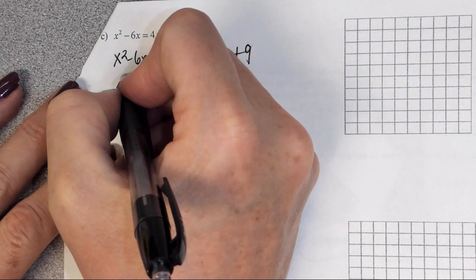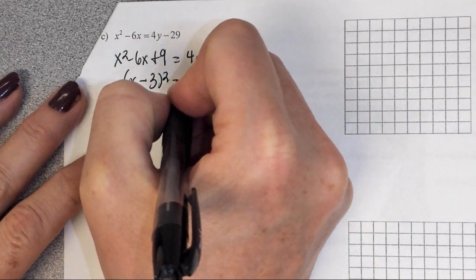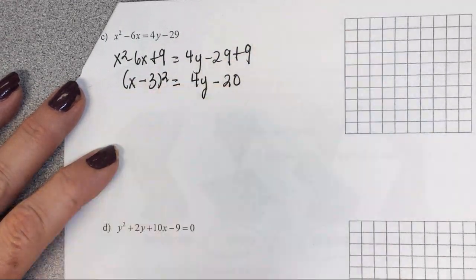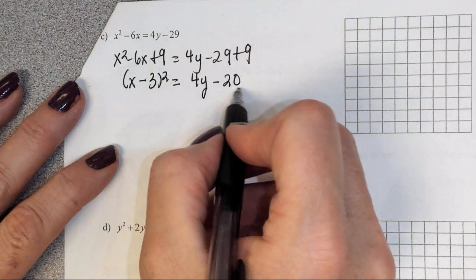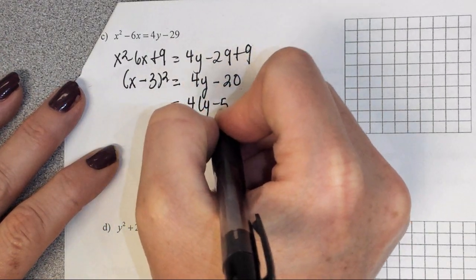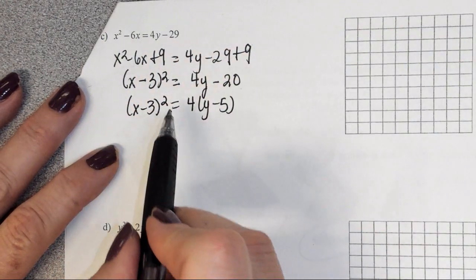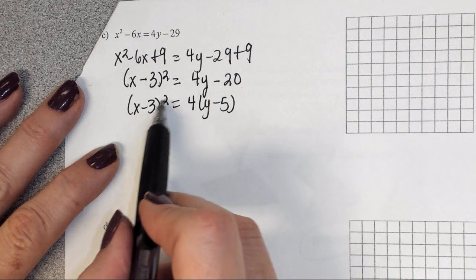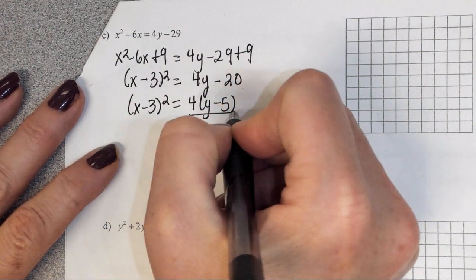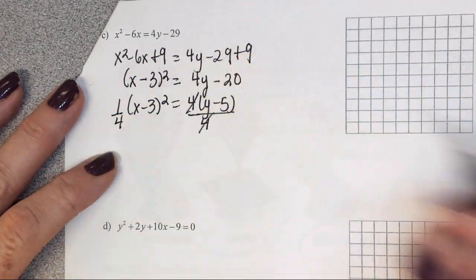Another name for this would be x minus 3 squared. And this is going to be 4y minus 20. Out of these two, I have to factor out a 4. Well, in that basic form, that graphing form, we have to have the coefficient in front of the squared term, not the y term. So I'm going to divide this by 4. So I'm going to have 1/4 over here now.